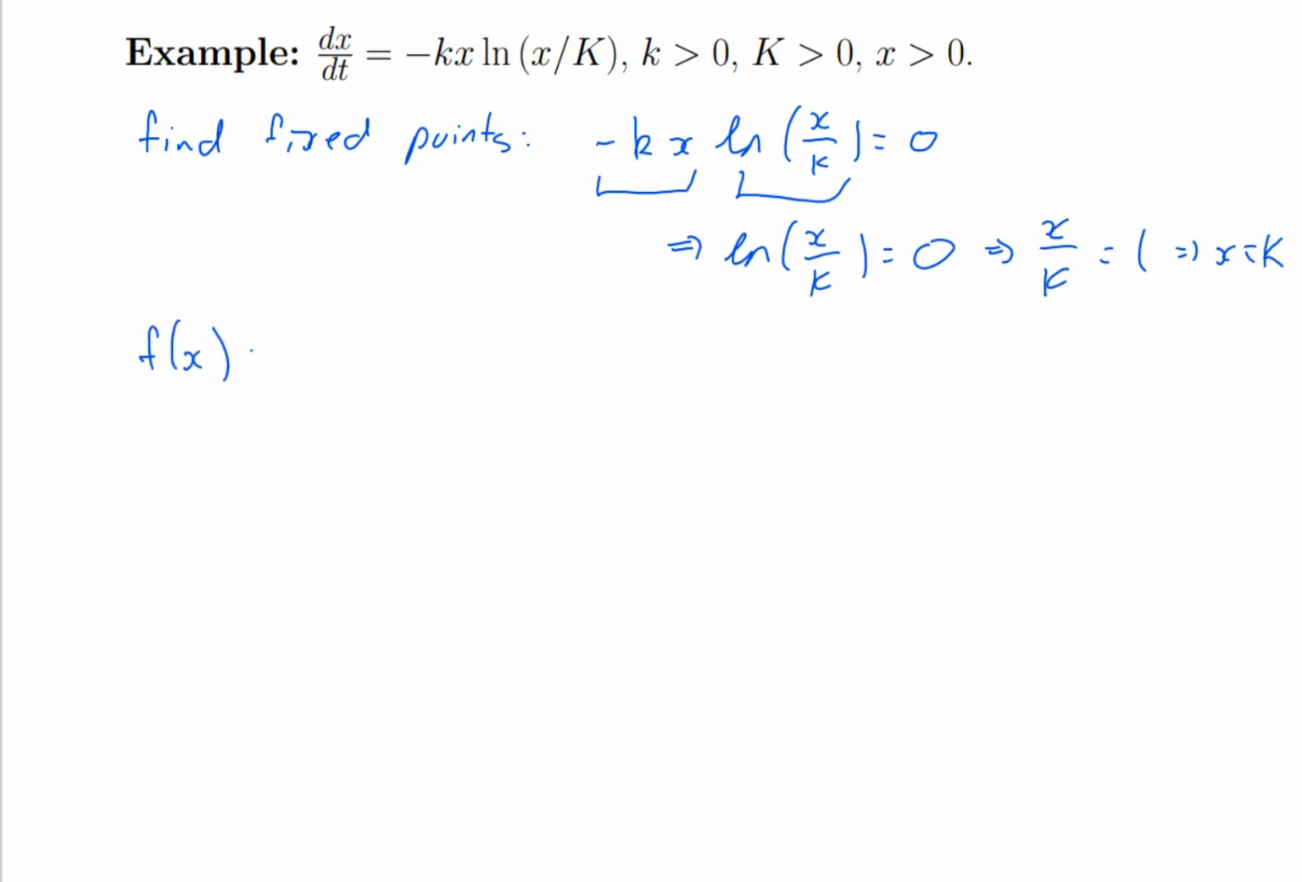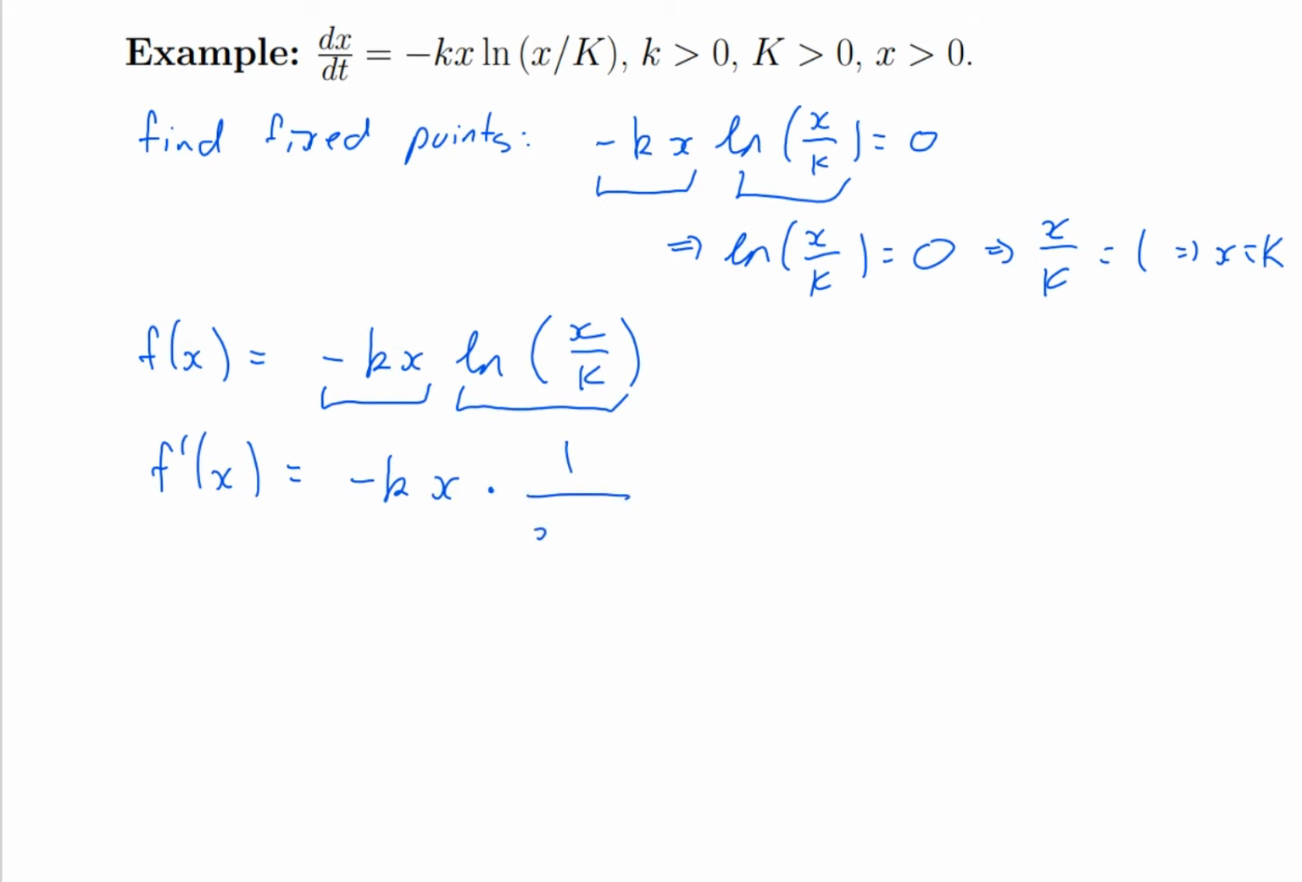Now I need to differentiate f of x. This will be equal to, I'll use the product rule for these two terms. It'll be the first term times the derivative of the second term. The derivative of log of x over K is 1 over x over K times the derivative of the argument, which is 1 over K, plus the derivative of the first term, which is minus little k, times the second term.